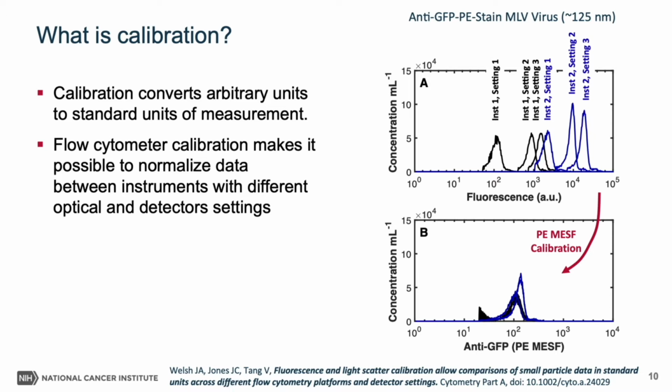You can see once we calibrate this fluorescence scale from the arbitrary units to an equivalent soluble fluorophore scale, in this case PE, that regardless of the instrument platform, the optical configuration or the detector settings, we're able to overlay this same population of data and we're able to make fair comparisons.